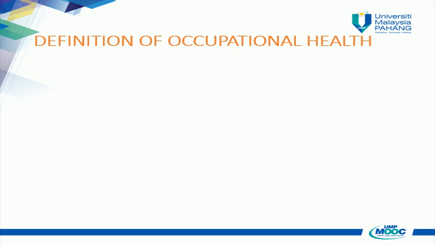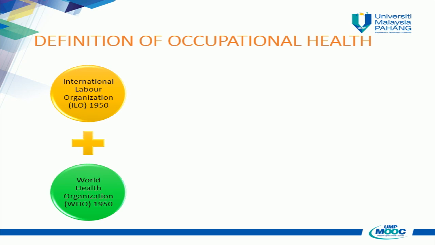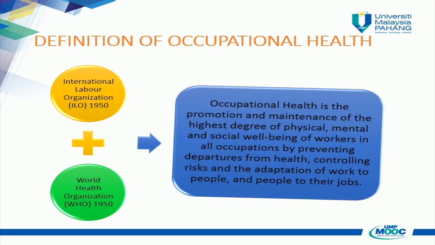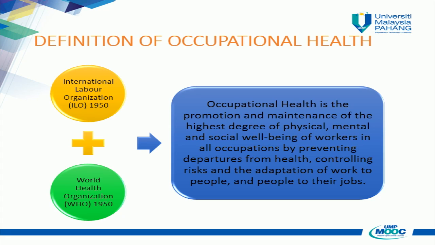An official definition of occupational health has been introduced by the Joint Committee of the International Labour Organization (ILO) and World Health Organization (WHO) in 1950 as the promotion and maintenance of the highest degree of physical, mental and social well-being of workers in all occupations by preventing departures from health, controlling risk, and the adaptation of work to people and people to their jobs.